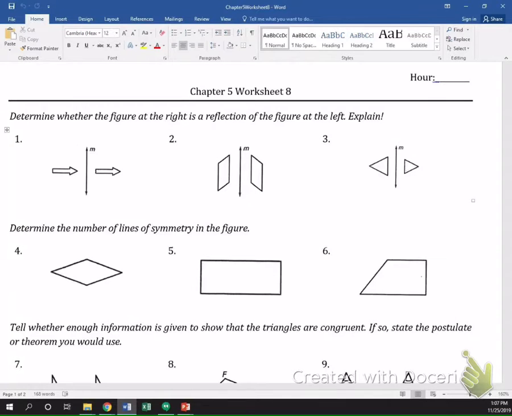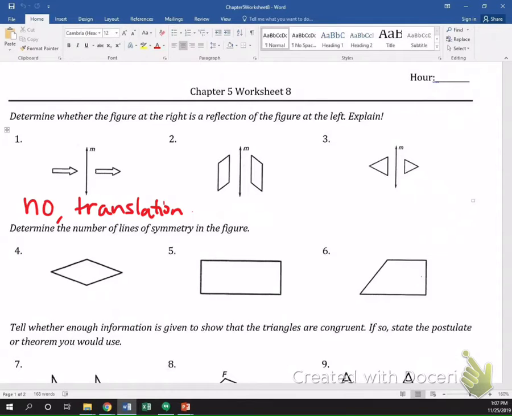All right, so number 1, is that a reflection? No, why not? It's the same way. No. Yeah, this is called sliding it over. So this is actually what's called a translation, where you just slide it over.